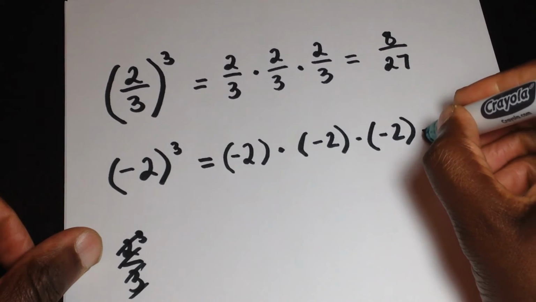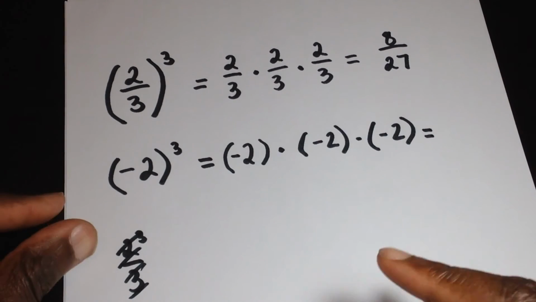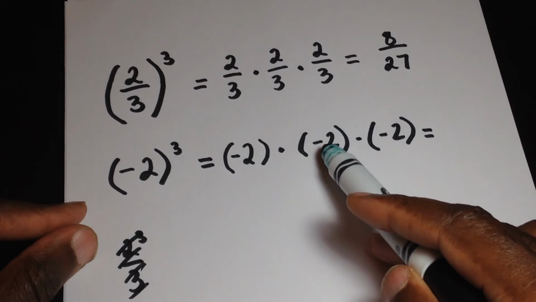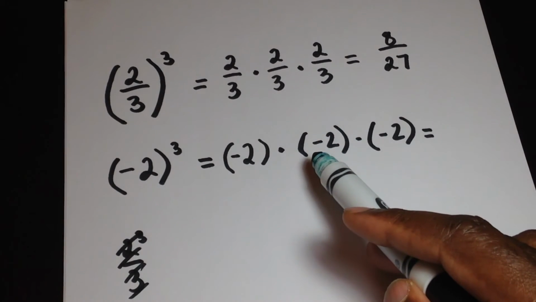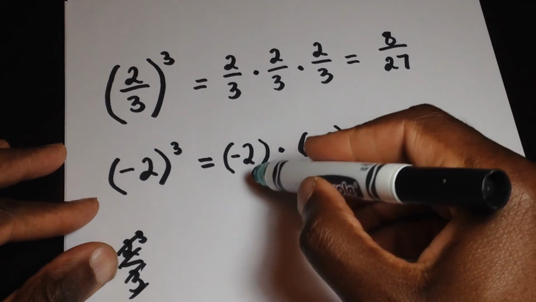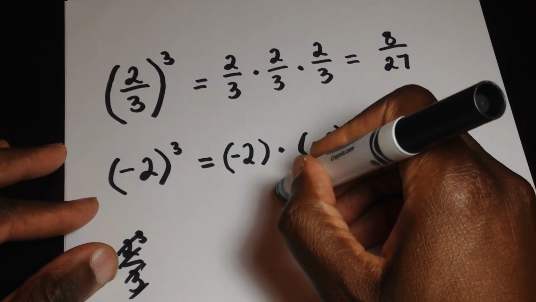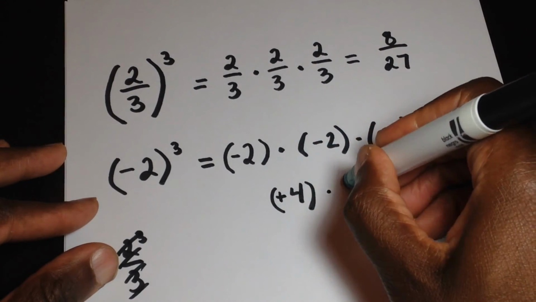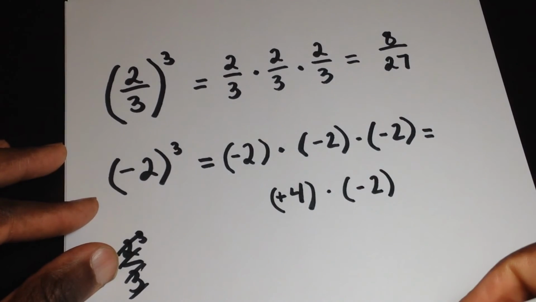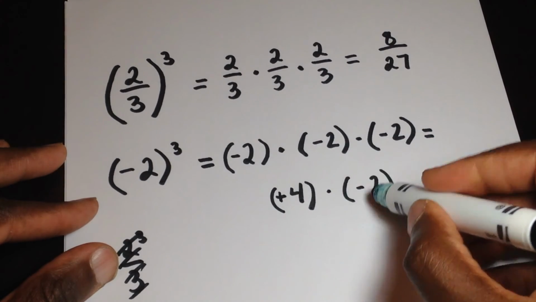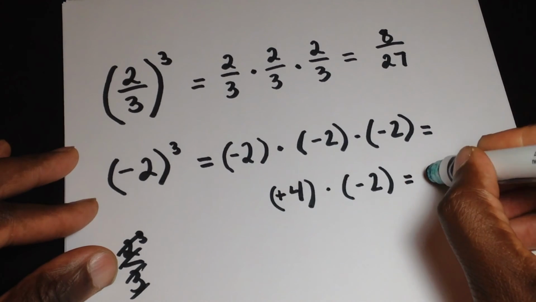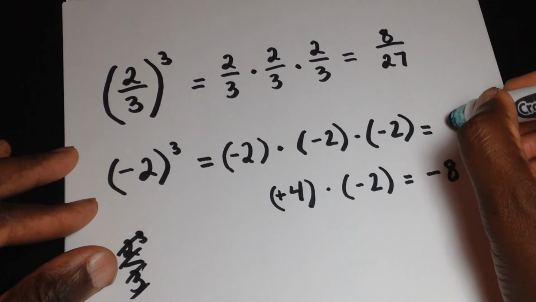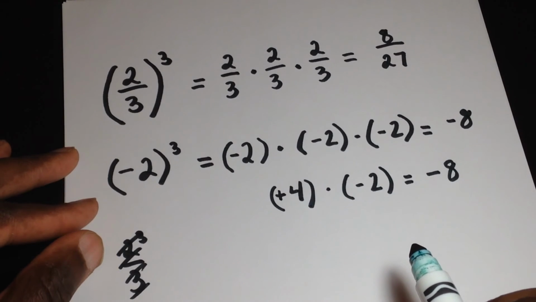Now, in order for me to find out what the answer is when I evaluate it, let's first start with the negatives. I have a negative times a negative, and a negative times a negative will make a positive. So negative 2 times negative 2 gives me a positive 4. Now I have a positive 4 times a negative 2. A positive times a negative gives me a negative, and 4 times 2 is 8. So when I evaluate it, I get negative 8 for this one.